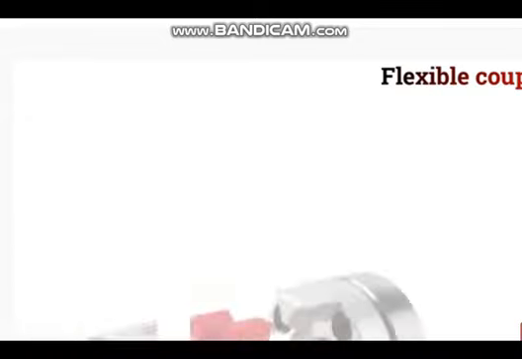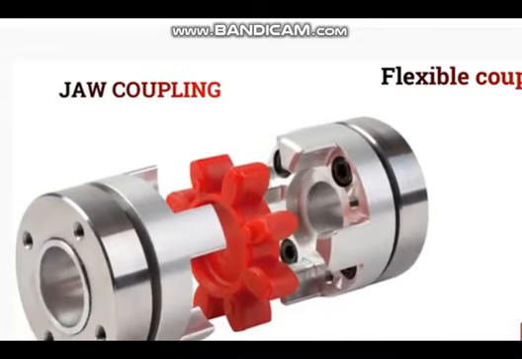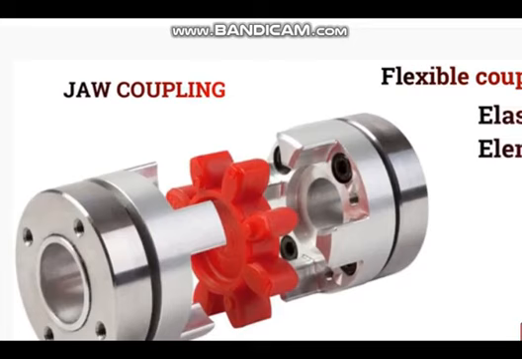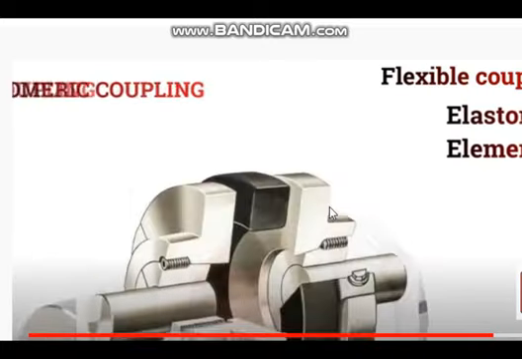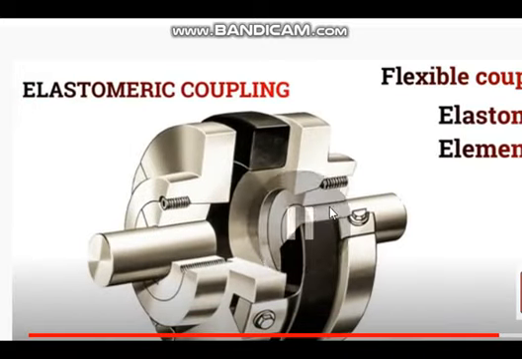There are so many types of couplings. This is jaw coupling. You see, these are the jaws, and in the gaps these things will be fitting. Okay, jaw coupling. And this is elastomeric coupling. You see, in the center there is some elastomer. There are so many types of couplings, but we will not be seeing everything.